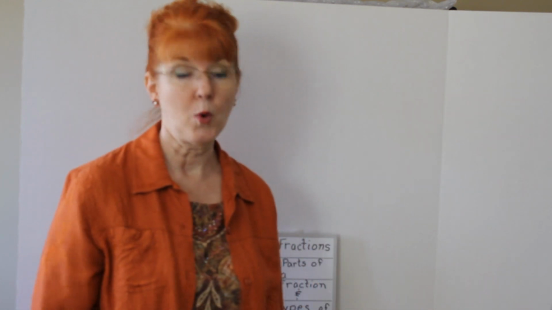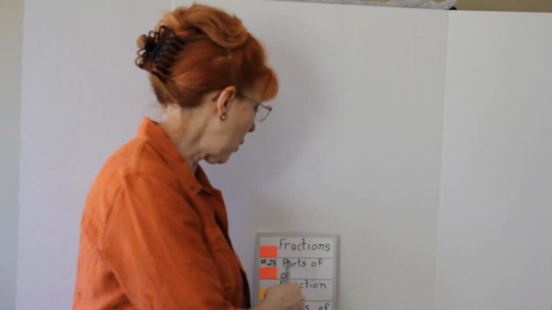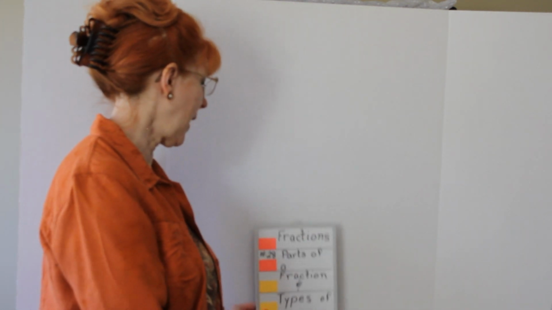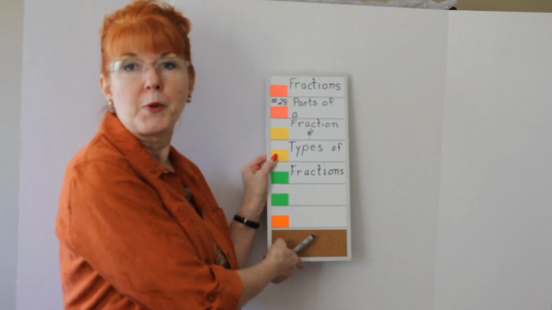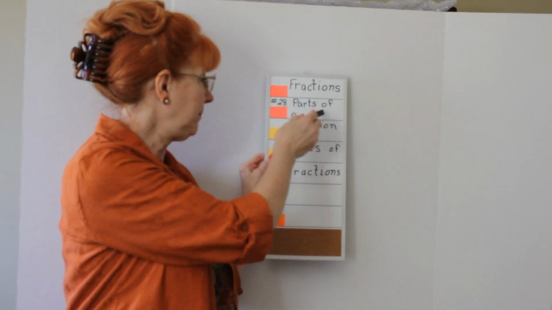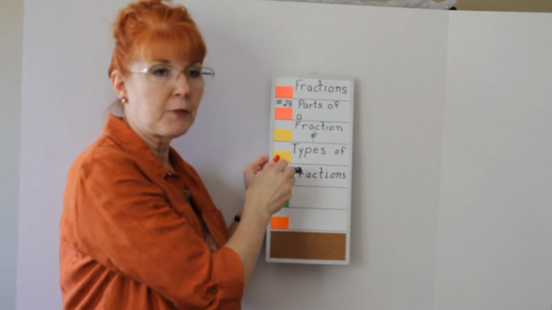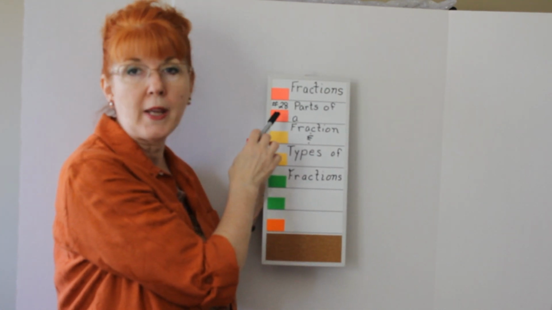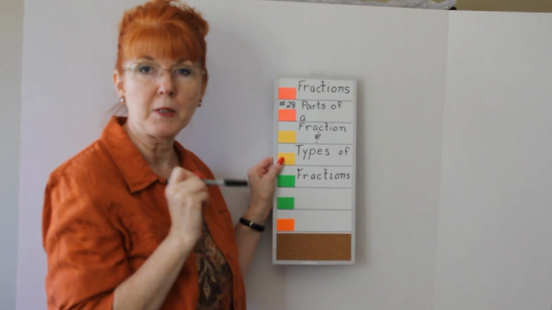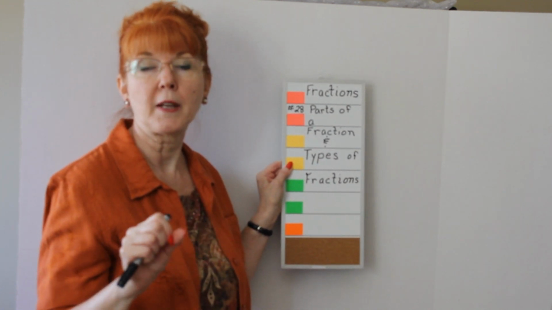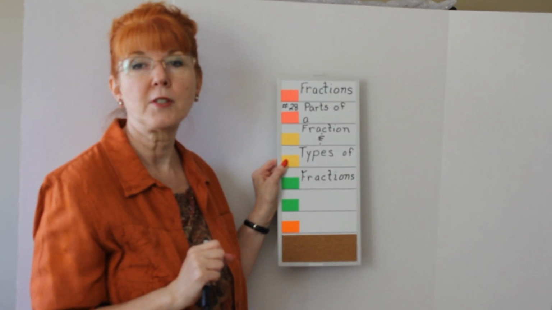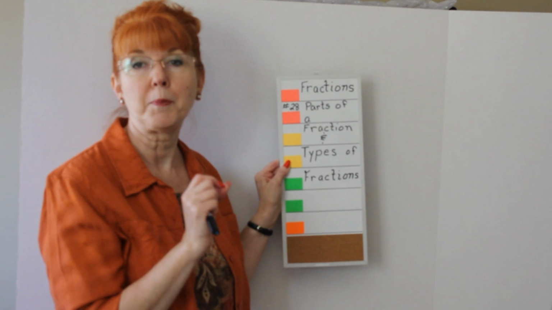You're doing math with RHB, and we're looking at lesson 28. This starts a whole series on fractions. So we're doing parts of a fraction and the types of fractions, all in lesson 28. Everything's going to go through piece by piece, so this is a whole segment all on fractions. We're going to start slow with all the pieces.